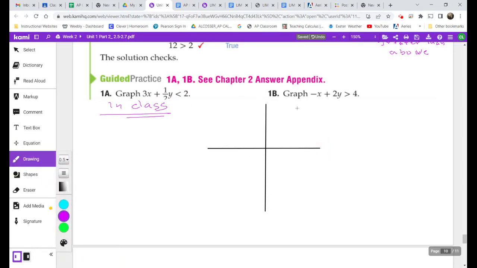So let's look at this. I've got this thing, and I need to graph it. Well, let's first talk about what kind of line it is.